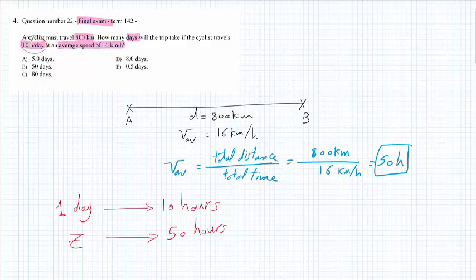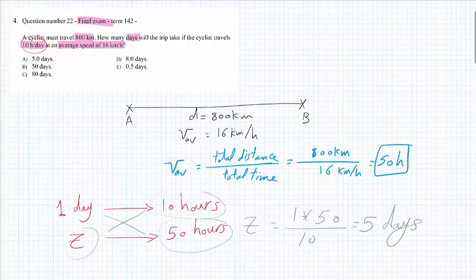So if one day corresponds to 10 hours, then Z corresponds to the 50 hours. We can use this mathematical method to find Z. Z will equal 1 times 50 divided by 10. That gives us 5 days. So the right answer for this question will be 5 days.